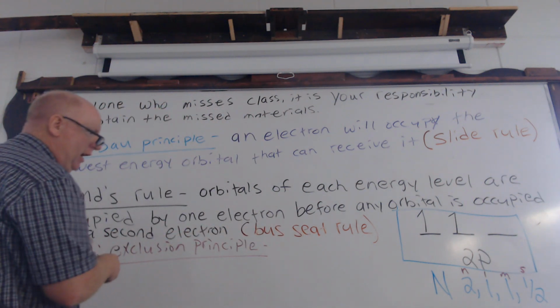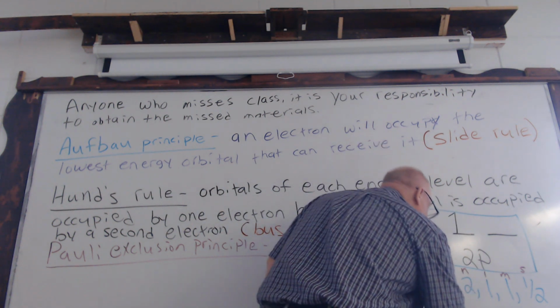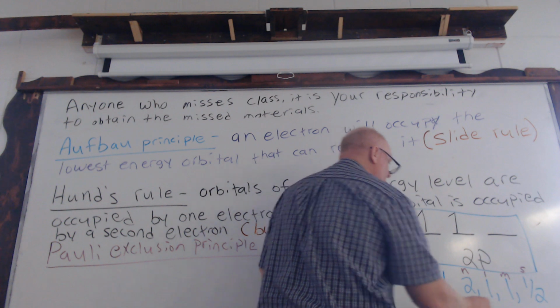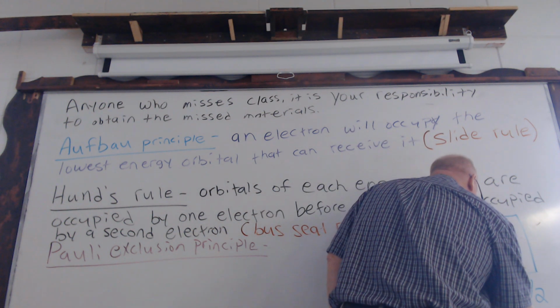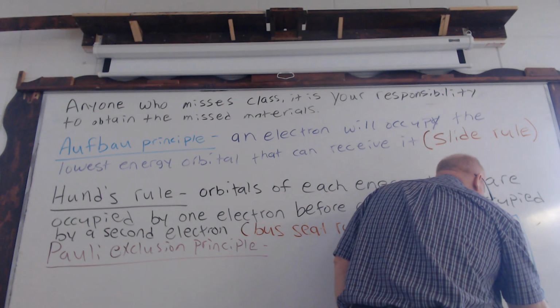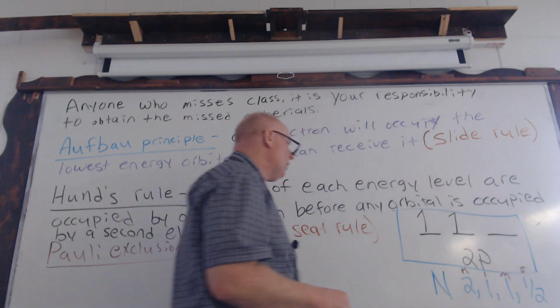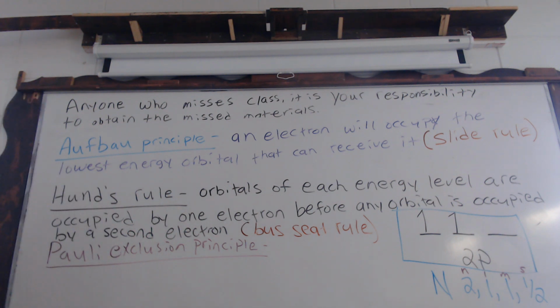So what is N for carbon? What is L for carbon? What is M for carbon? And then what is S? Okay. So this pattern shows up between elements that are right next to each other in the periodic table. It doesn't necessarily have to be right next to each other. They could be somewhere in the middle, for instance, and on the end.